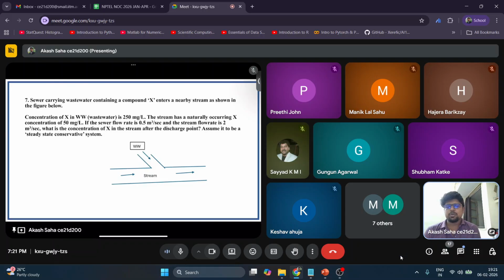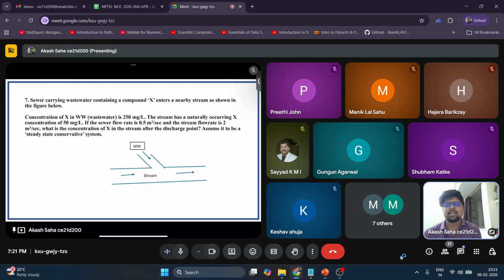Concentration of X in wastewater is 250 milligram per liter. The stream has a naturally occurring X concentration of 50 milligram per liter. If the sewer flow rate is 0.5 meter cube per second and the stream flow rate is 2 meter cube per second, what is the concentration of X in the stream after the discharge point? Assume it to be a steady state conservative system.